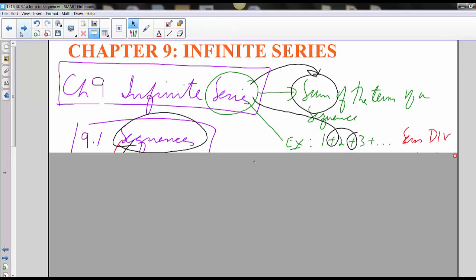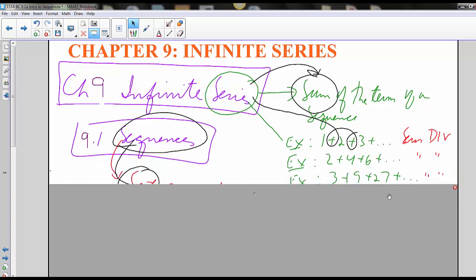The chapter is titled Infinite Series because the majority of the chapter is on series. The difference between the word series and the word sequence is that series means you are actually adding together. It's the sum of the terms of a sequence. So a series would be something like 1 plus 2 plus 3, etc. This particular series diverges because if you keep adding these numbers, it just gets larger and larger and larger.